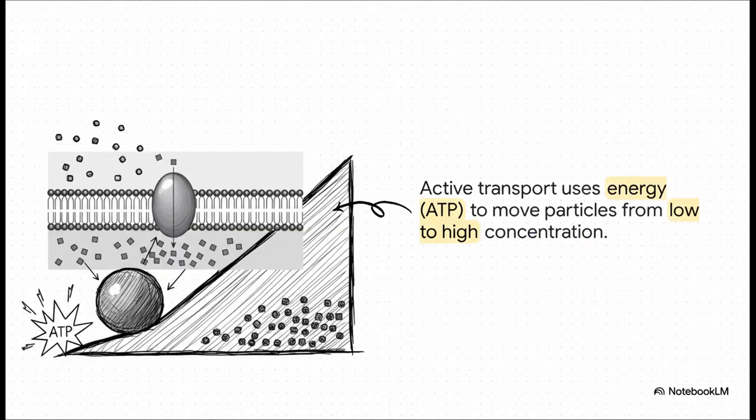But what if the cell needs to stockpile something? What if it needs to pull in a resource from an area where there isn't very much of it? Well, that's like trying to push a boulder uphill. It's not going to happen on its own. The cell actually has to fire up a special pump and spend energy in the form of this molecule called ATP to literally force the particles across the membrane.